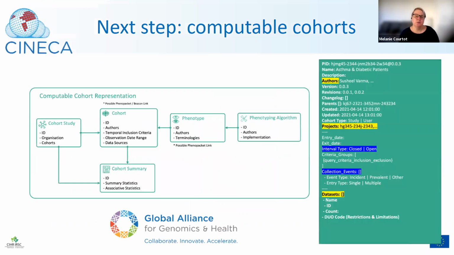And next step, we are looking now into computable cohort. Can we represent the phenotypic information of cohort? Can we derive statistics on those? This is work that's ongoing in the Global Alliance. We're co-leading with my colleague Sushil Verma. We're co-leading the effort on that subgroup.